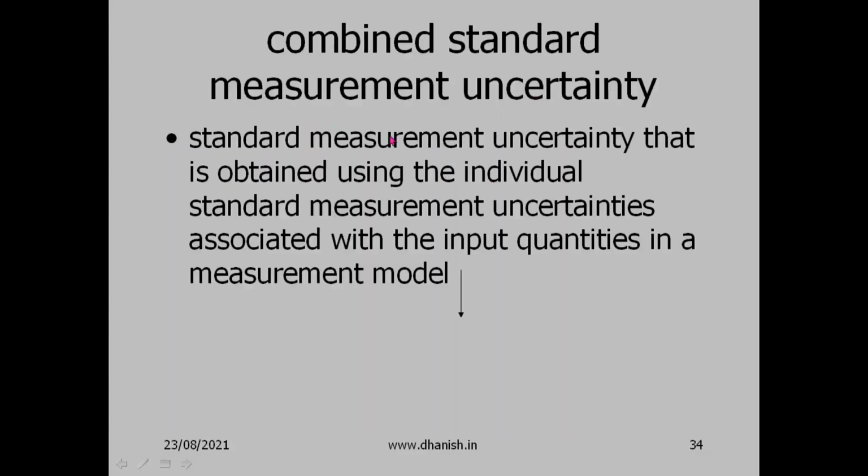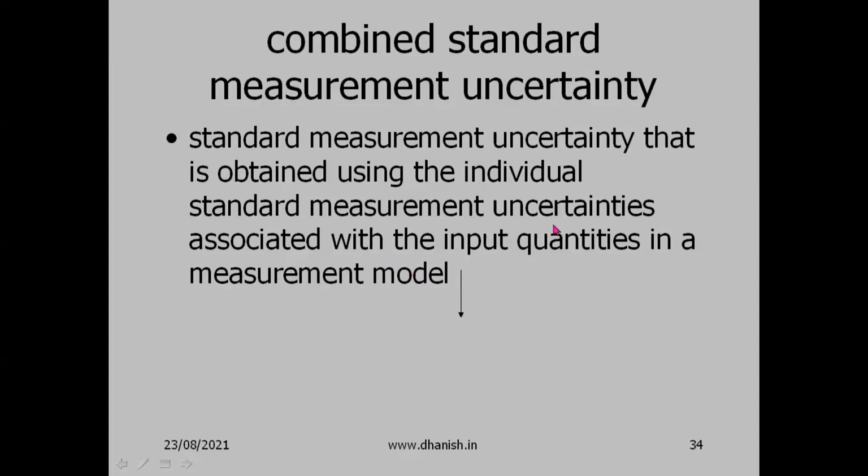So combined standard measurement uncertainty is the standard measurement uncertainty that is obtained using the individual standard measurement uncertainties associated with the input quantities in a measurement model. Unfortunately, this is explaining in the wrong sequence. The first thing required is a measurement model. What is a measurement model?